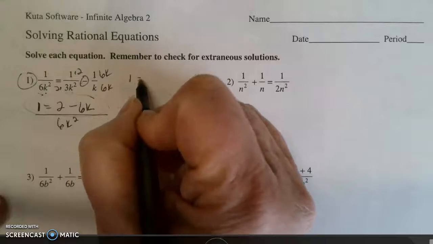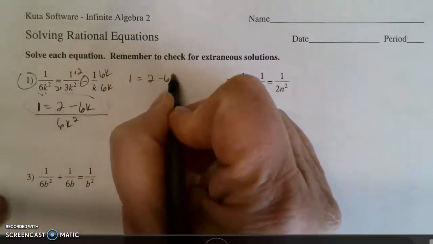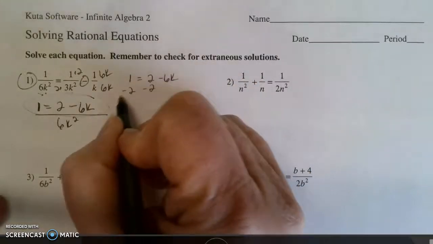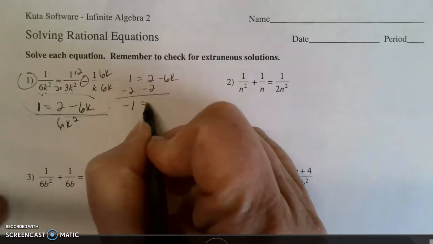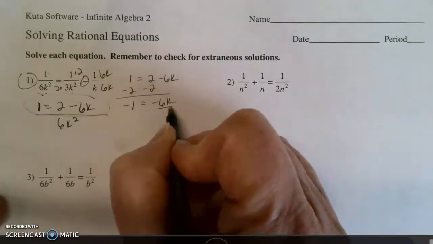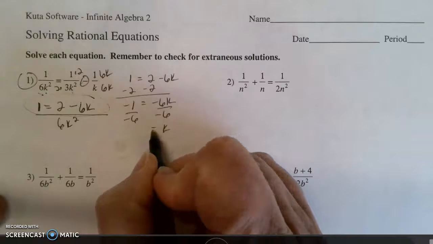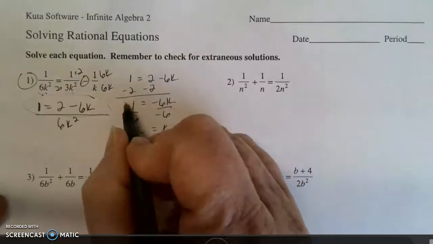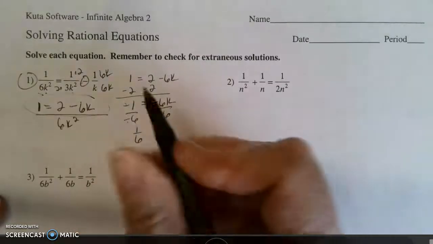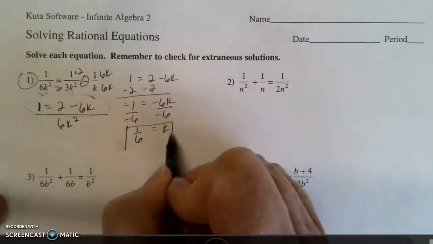So I have 1 equals 2 minus 6k. And I'm going to solve for k. Negative divided by negative is positive. This is my answer so far.